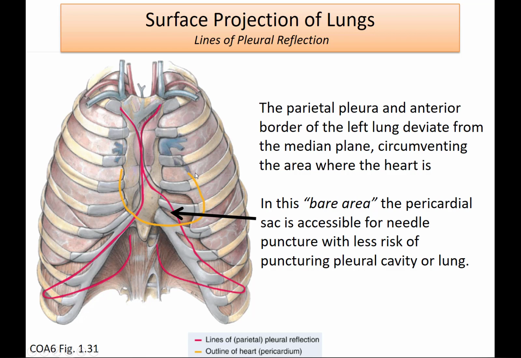The lung has surface projections. Specifically, you have the parietal pleura, and the anterior border of the left lung will deviate from the midline a little bit because it will circumvent the area where the heart lies. This is also called the bare area. That's where the pericardial sac will be accessible, for instance, with a needle, with much less risk of injuring the pleural cavities or the lungs.